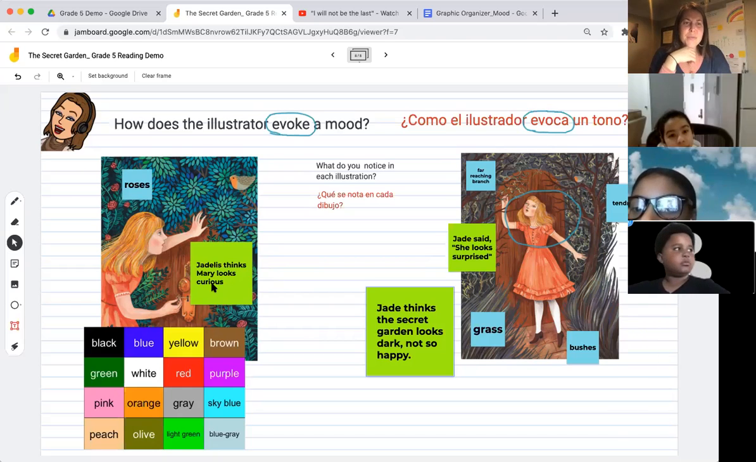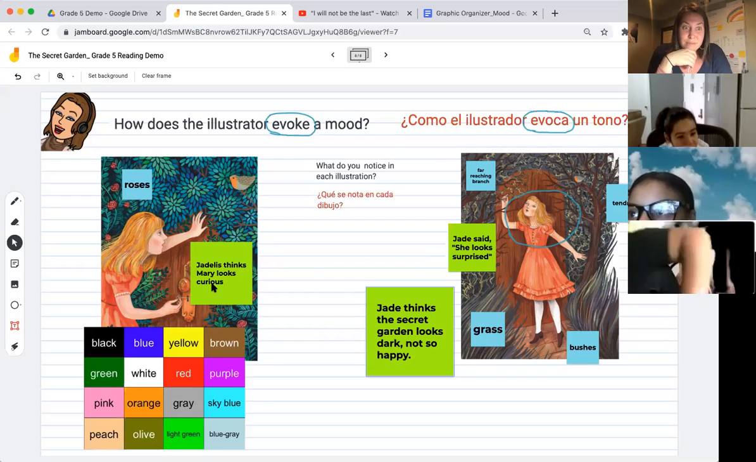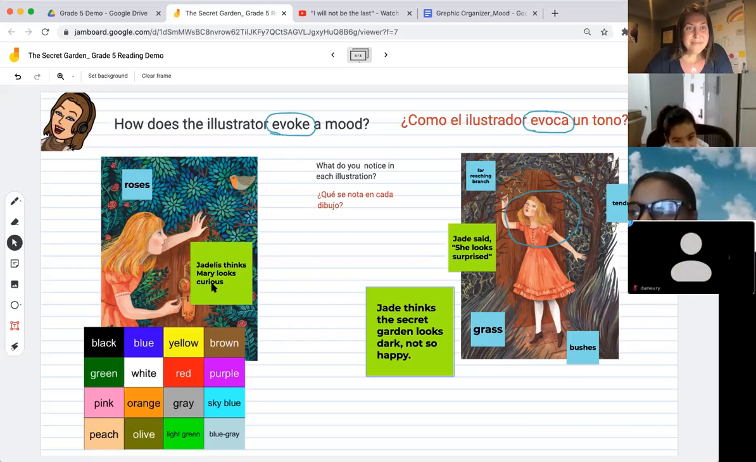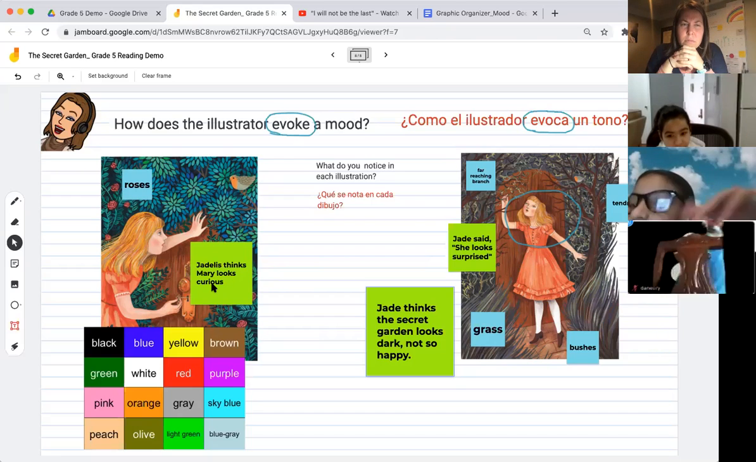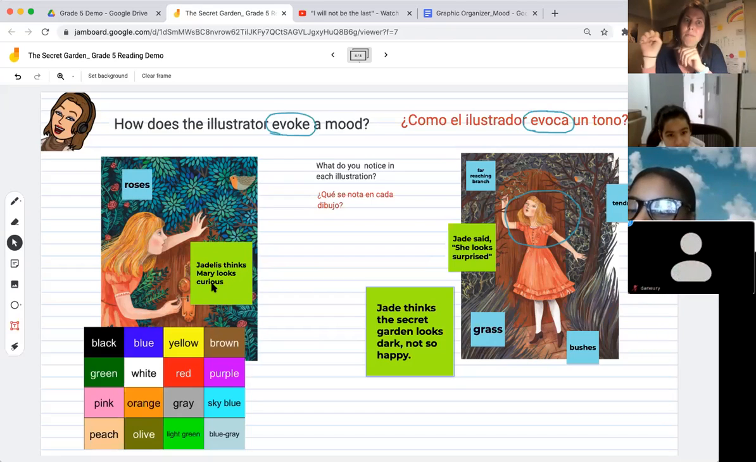Jadelis, what about you? Well, actually, I noticed something in those two pictures. They all have different colors. They all have different brightness.